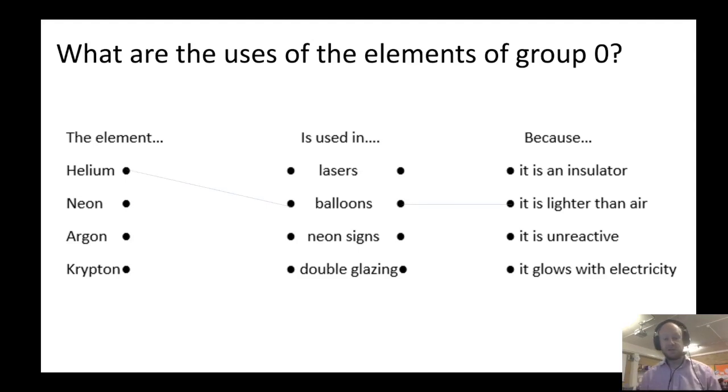Neon is used in neon signs, and the reason for that is that it glows with electricity. Argon is used in double glazing, and that's because it is an insulator. And krypton is used in lasers because it is unreactive.